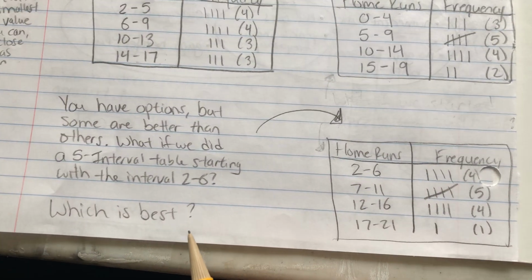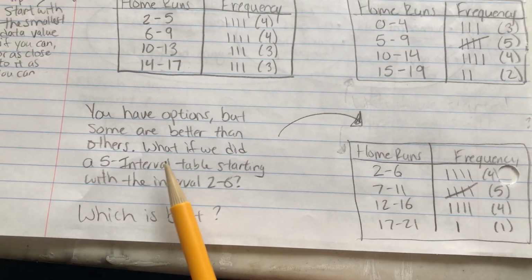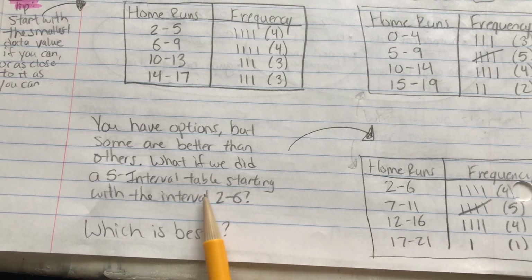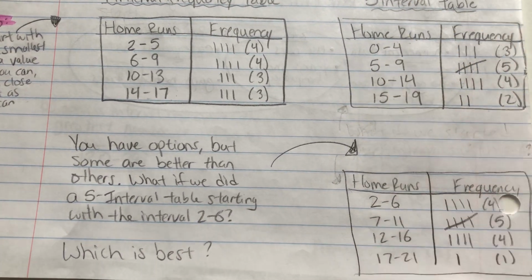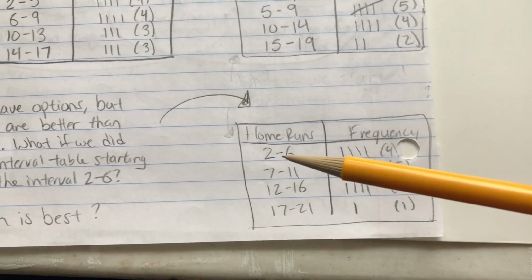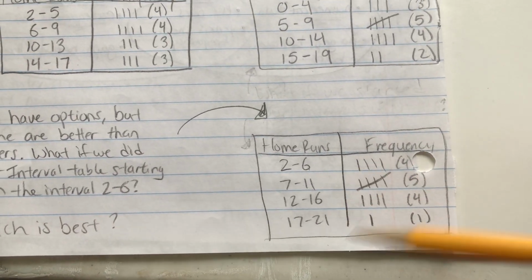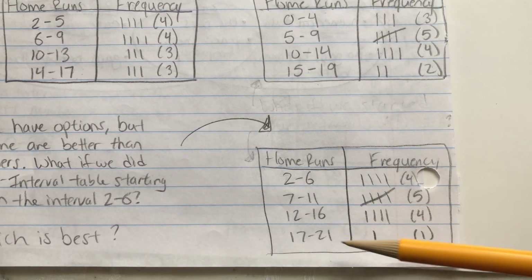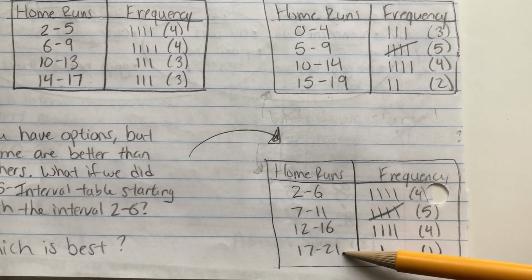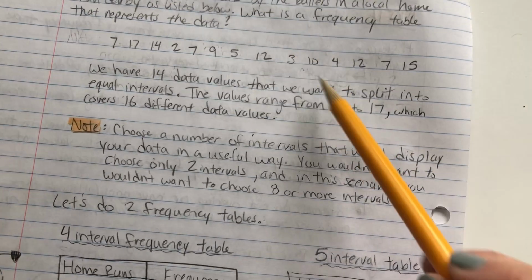Now, while you do have options, some are better than others. What if we did a 5 interval table starting with the interval 2 to 6 instead of 0 to 4? If we do that, again, we end up with just 4 bars, but you'll notice that that last bar seems pretty pointless because we went way above our highest value that we actually were given in the table itself.